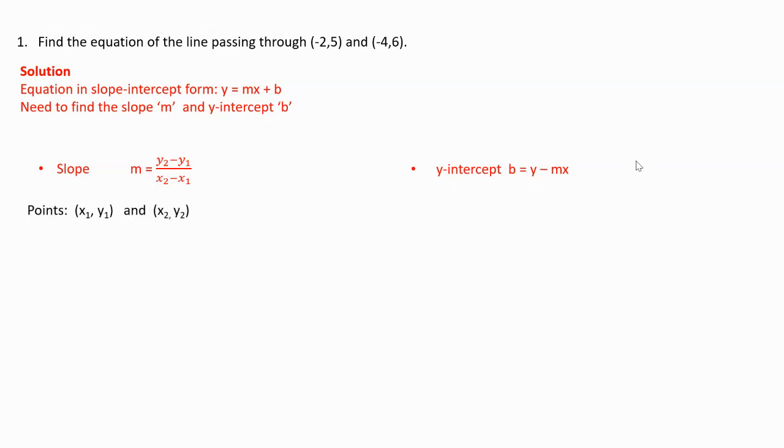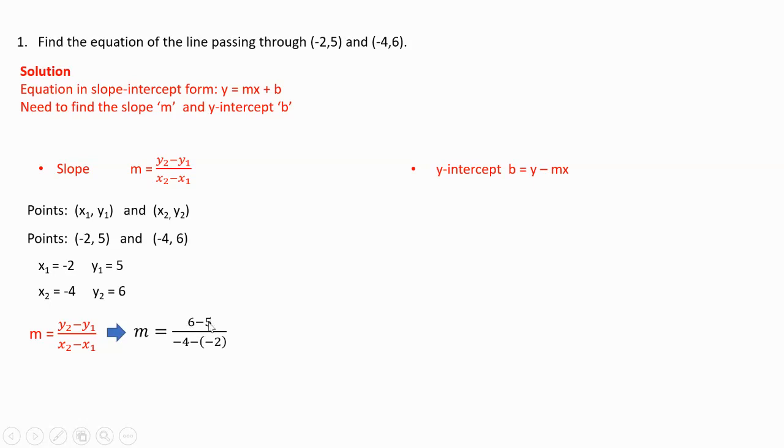Now, for the formula to be performed, we need to call one point point 1 and the other point 2. It doesn't matter which point you call point 1 or point 2, but the way I explain it is the first point is point 1 and the second point is point 2. So we have negative 2, 5, which is point 1, and negative 4, 6, which is point 2. You notice x sub 1 is negative 2 and y sub 1 is 5. X sub 2 is negative 4 and y sub 2 is 6. So we're going to put them into the formula.